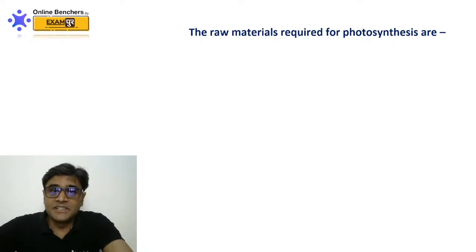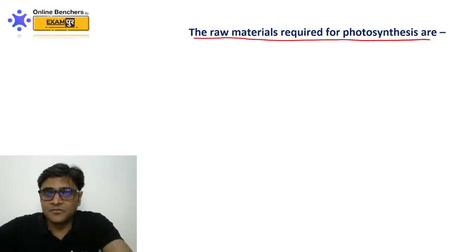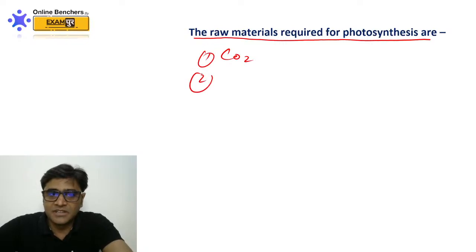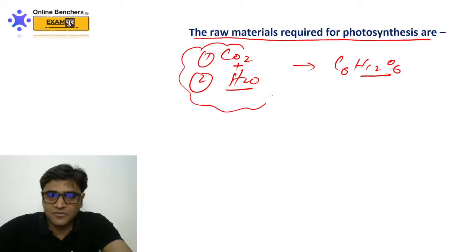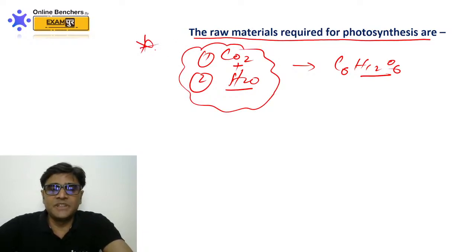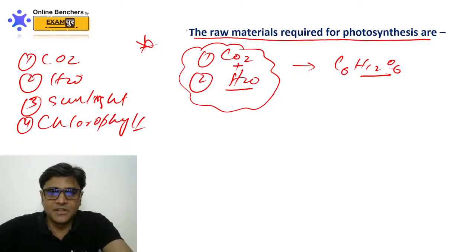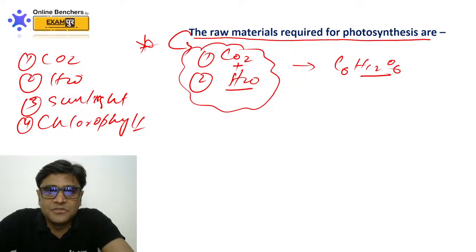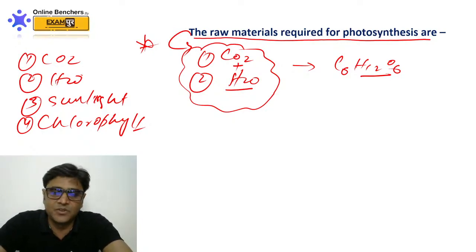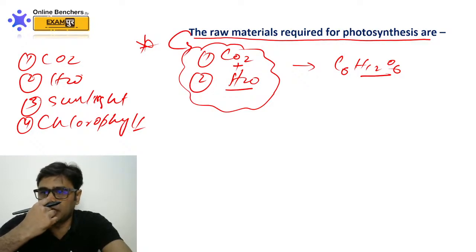So if you talk about the raw materials required for photosynthesis, your answer should be CO2 and water. Okay. So CO2 combines with water to form what? Glucose. So these are the raw materials for photosynthesis. If the question is how many things are required, that is CO2, water, sunlight and chlorophyll. These four things are required in the process of photosynthesis. But if the question is what are the raw materials, your answer should be CO2 and water. Please remember these points, very important for all exams, including your exam also, my dear friends.